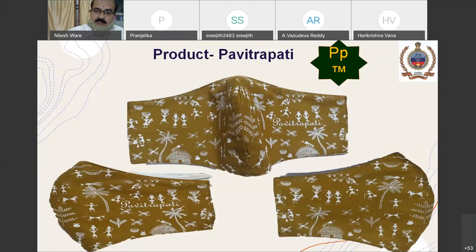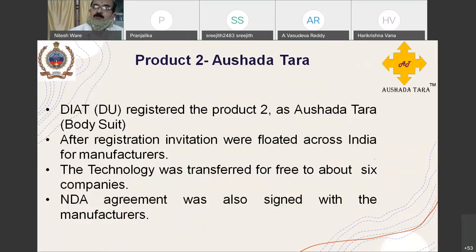We didn't stop here. What we did, product number two. See, in my previous product, it was a super hydrophobic property. I want to compete with the existing PPE kits which are available in the market. You can see the PPE kits ranging from 200 rupees to 4,000 rupees.